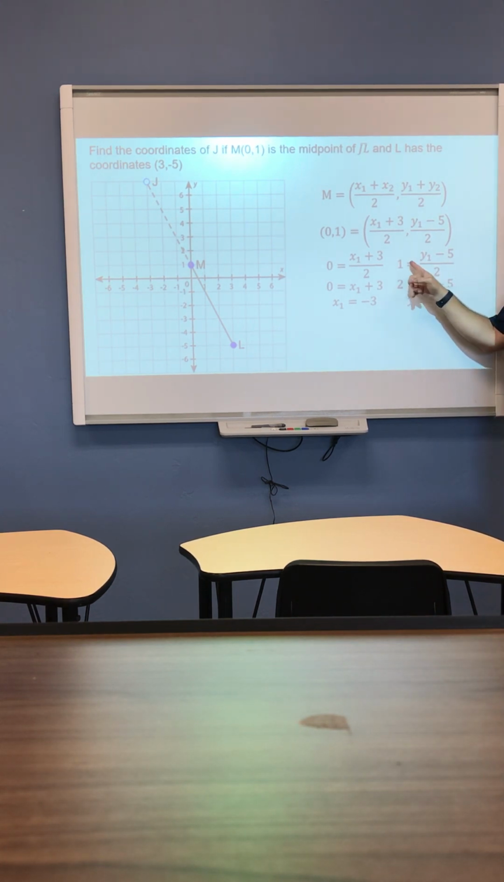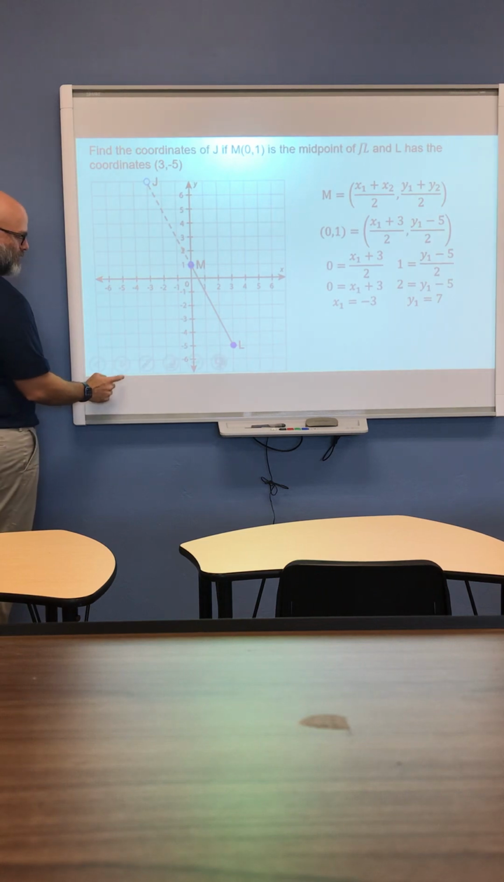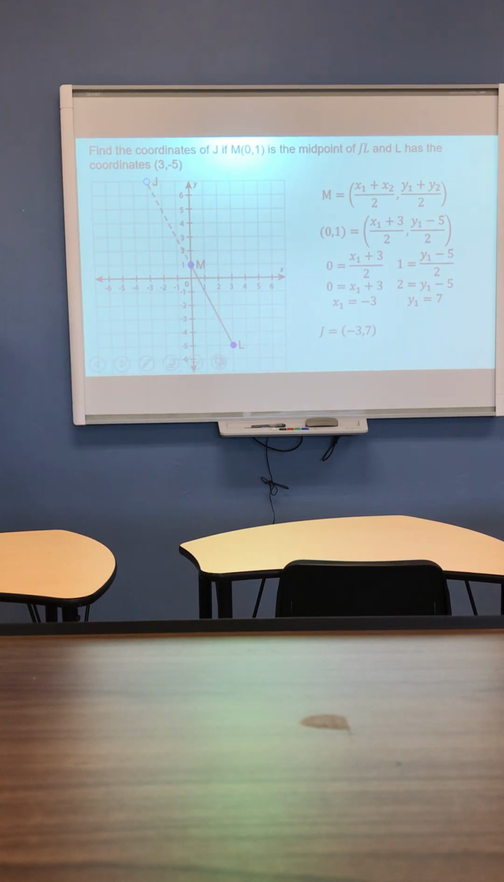All right, same thing over here. 1 equals y1 minus 5 over 2. What do I do to both sides? Multiply by 2. 2 times 1 is 2. Here, multiply by 2, so 2 over 2 equals 1. The multiplicative identity, the 2's cancel, and you're left with y1 minus 5. So finally, J has the coordinates negative 3, 7.